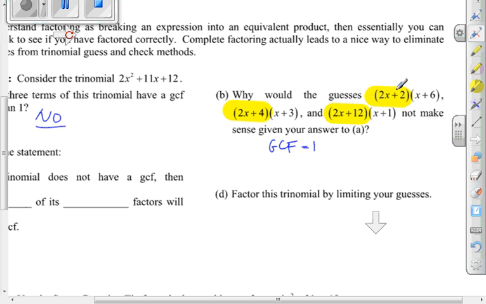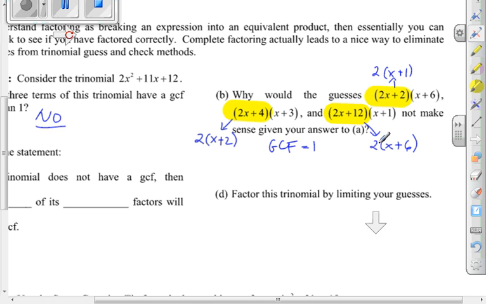All of these binomials have GCFs other than 1. For example, 2x plus 2 could really be factored as 2 times x plus 1 because there's a common factor of 2. 2x plus 4 could be factored as 2 times x plus 2. And 2x plus 12 could be factored as 2 times x plus 6.